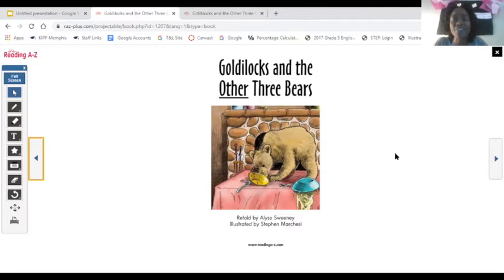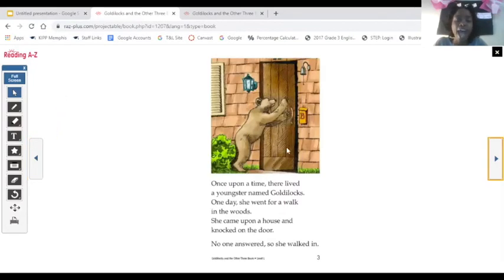Yes, it is fiction, meaning that the story is not real and it consists of characters, problem, solution, and a lesson learned. Now let's continue. As I'm reading, I want you to follow along. And when I stop, I want you to say the word. Here we go. Once upon a time, there lived a youngster named Goldilocks.